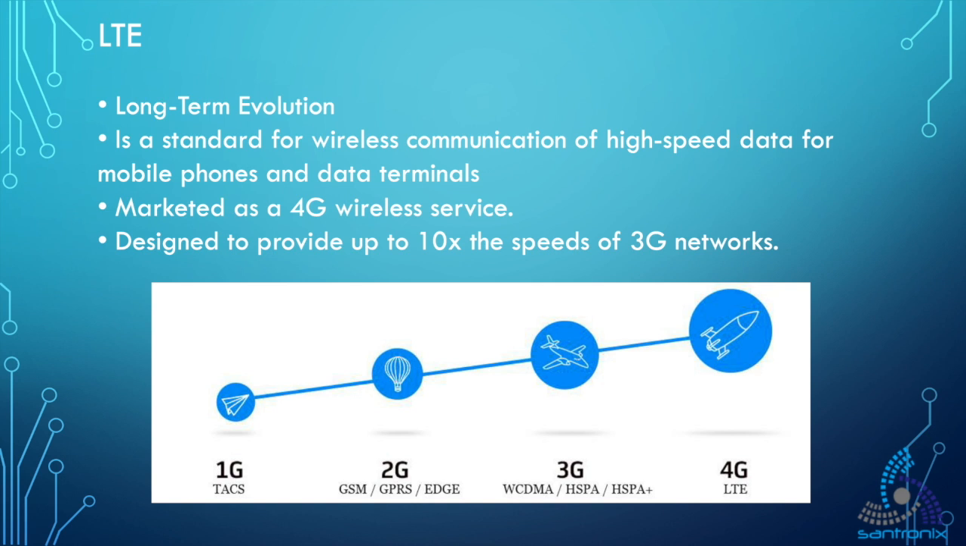So you can see that from 1G, the data rates have been extremely enhanced. 1G had text, 2G introduced us to GSM, GPRS, and EDGE. With the introduction of 3G, we had WCDMA, wideband CDMA, high-speed packet access, and HSPA plus. And then with 4G, we have Long-Term Evolution.